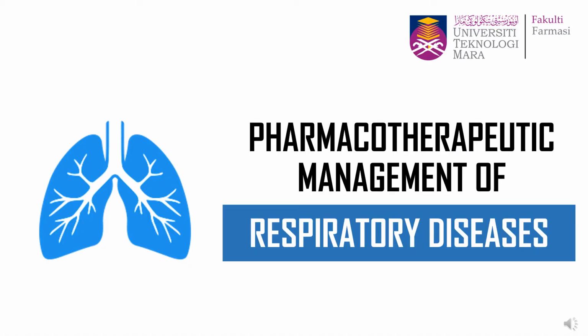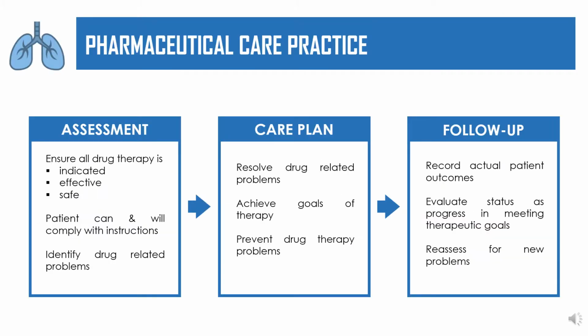For pharmacotherapeutic management of respiratory diseases, we will do some revision using the test 1 case study as an example. Before we go further, this is the basic thing a pharmacist needs to do when dealing with any patient. First of all, we need to do the assessment. For the assessment, we need to ensure all the drug therapy is indicated, effective and safe to be used by the patient. The second thing, we need to ensure that the patient can and will comply with the instructions that have been given to them. Besides that, we need to identify any drug-related problems to do the further actions.